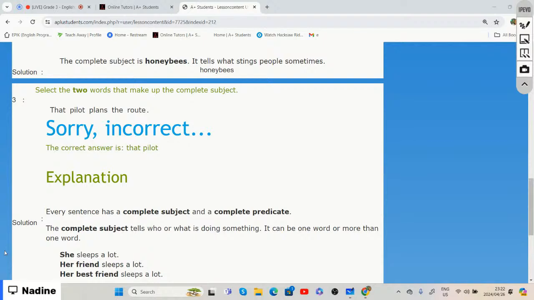So now we need to ask ourselves, who plans the route? So who plans the route? That is what we need to first ask ourselves, because that is a subject. And we see the complete subject, it tells us either who or what is doing something. So it can be one word or more than one word. And in this case, it is two words.